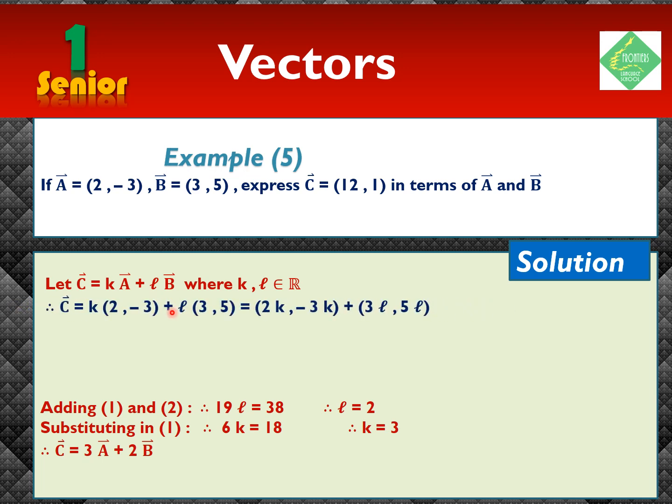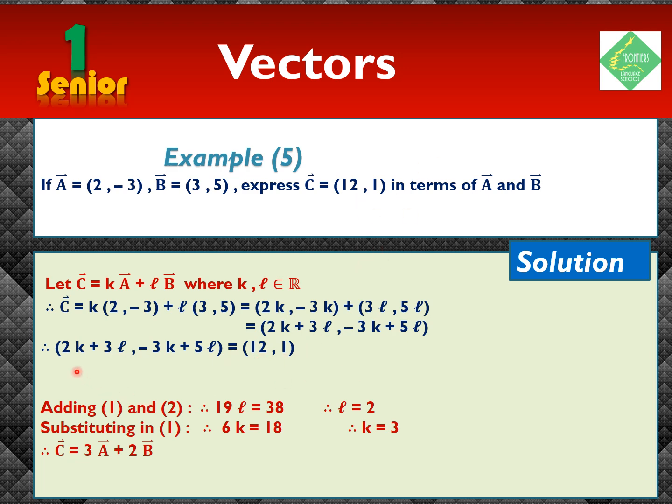How? C equals kA plus lB. So you will multiply k by A, which is 2 and negative 3, and l multiplying B, which is 3 and 5. You will get 2k and negative 3k plus 3l and 5l, which equals x coordinates plus x coordinates, you will get 2k plus 3l, and y coordinates plus y coordinates, you will get negative k plus 5l. Now 2k plus 3l and negative k plus 5l equals C, which is 12 and 1.